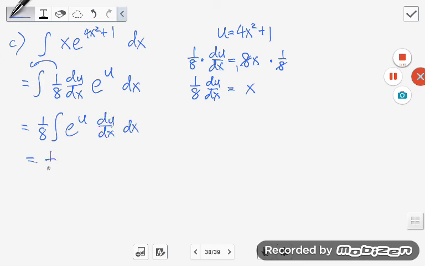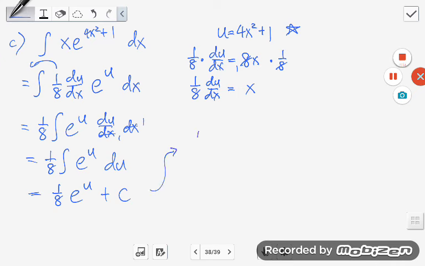So this is simply 1/8, and then the integral of e^u dx cuts out. I get du, and this is easy now, right? This is so much easier. This is equal to 1/8 e^u plus c. But I'm not done yet. Don't forget to substitute back to your original x.